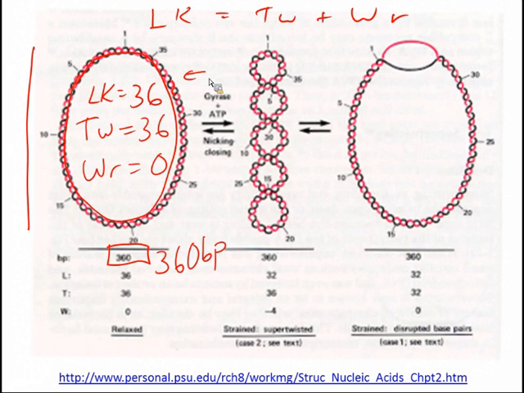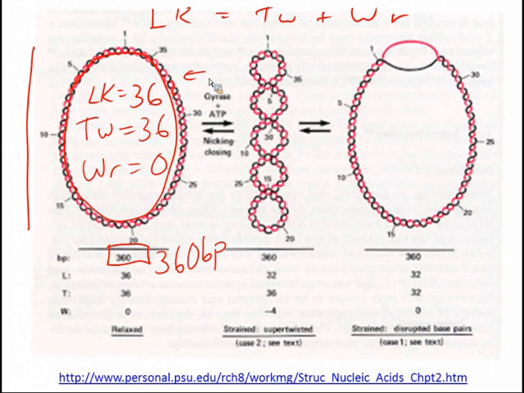And so we can change the linking number via a protein, a type of topoisomerase. In this case, the topoisomerase that was used for illustration was called gyrase. There are lots of different topoisomerases. So now we have a linking number of 32, so we removed some of the links.